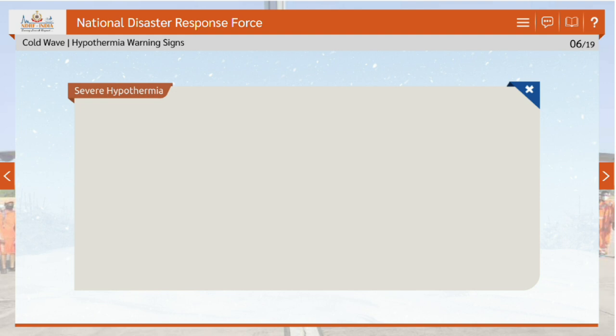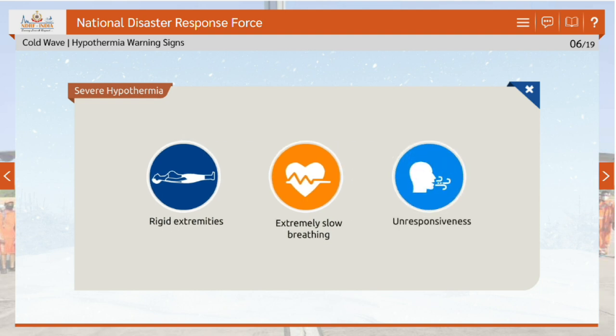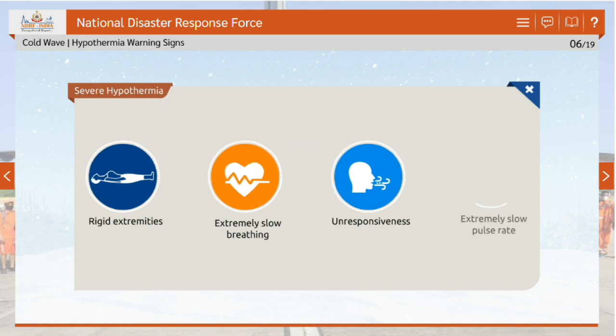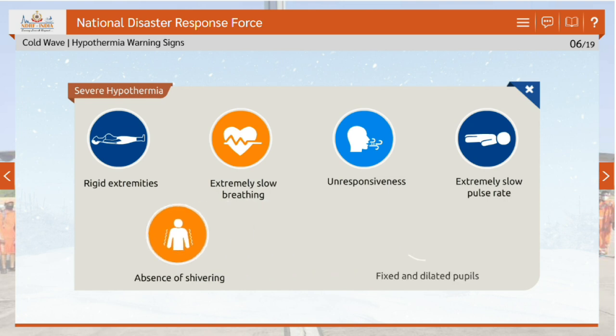Signs and symptoms of severe hypothermia include rigid extremities, the inability of the muscles of the limbs to relax normally; extremely slow breathing, a breathing rate below 12 breaths per minute while resting; unresponsiveness, not responding readily to any stimuli or command; an extremely slow pulse rate, less than 45; absence of shivering, the absence of the involuntary somatic motor response that occurs in skeletal muscles to produce heat during exposure to a cold environment; fixed and dilated pupils. Pupils dilate without a change in the level of light.